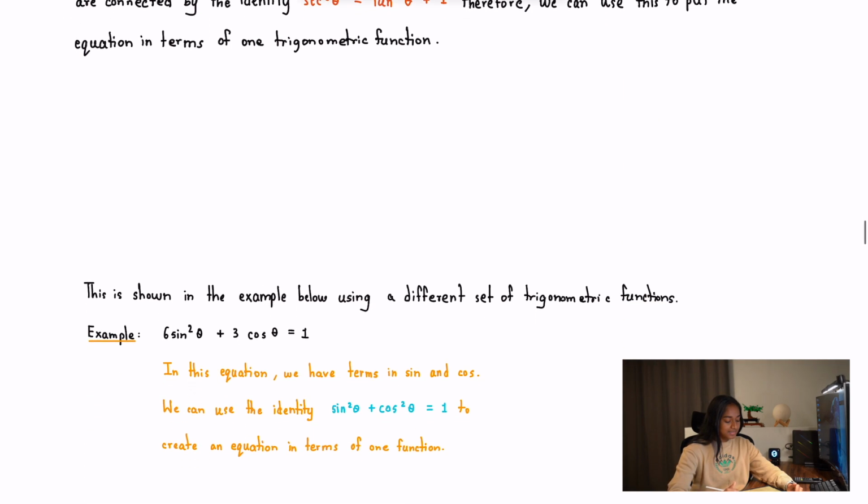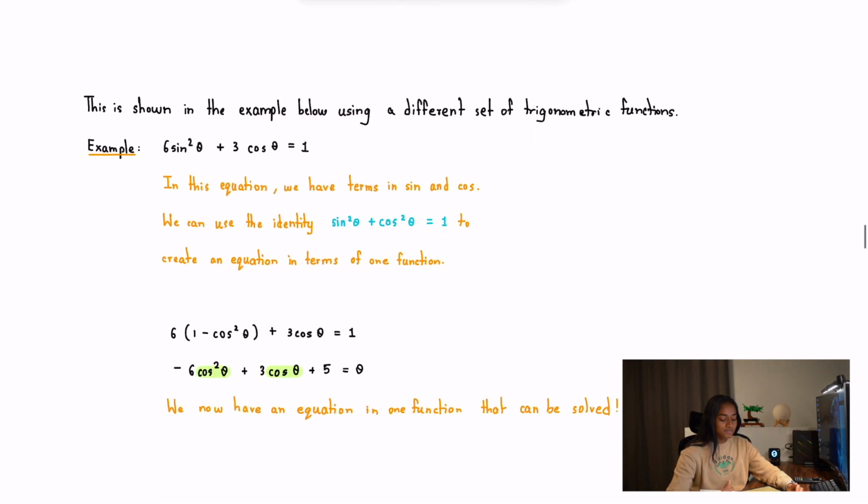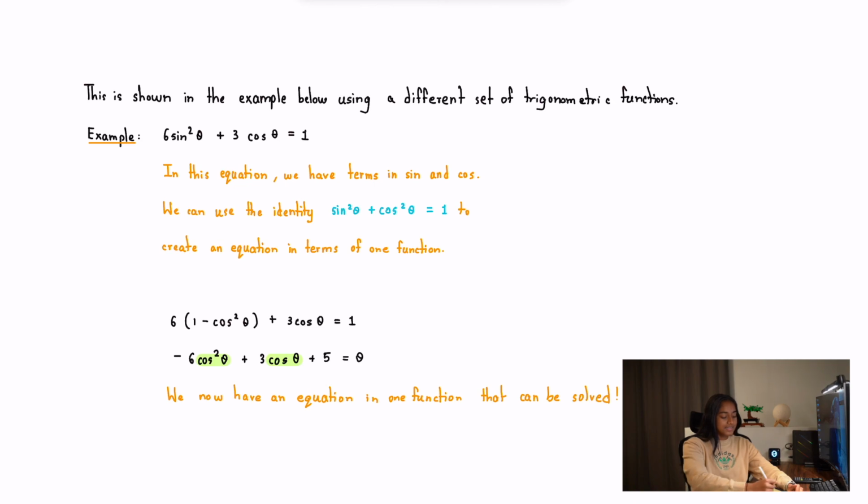So let's look at an example. We're going to use a different set of trig functions, sine and cos, in this example. We remember the identity sine squared theta plus cos squared theta is equal to 1. In this example, we're asked to solve this quadratic. So this is a trig equation in the form of a quadratic. In this equation, we have terms in sine and cos. We're going to use this identity to put it in terms of one function. So we are able to put it in terms of cos, and now we can solve the equation.